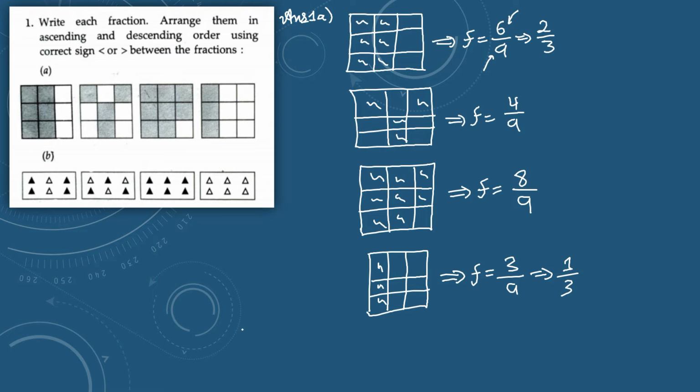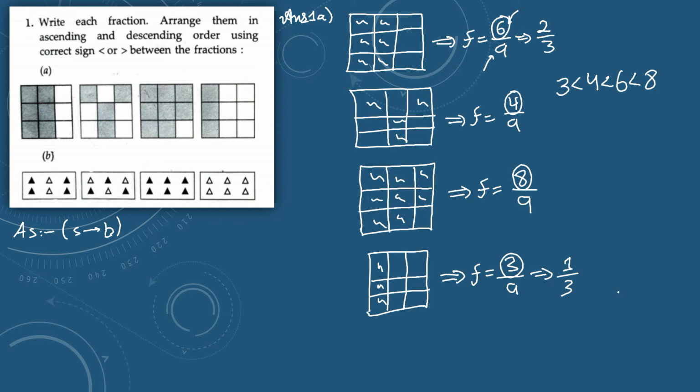Now we're going to arrange them in ascending and descending order. For the ascending order, that is from the smallest to the biggest, what is the smallest fraction? For fractions which have the same denominator, we can compare the numerators. In the first case 6 is the numerator, second 4, third 8, and the last 3. So as 3 is the smallest, then 4 will come, then 6, and then 8.